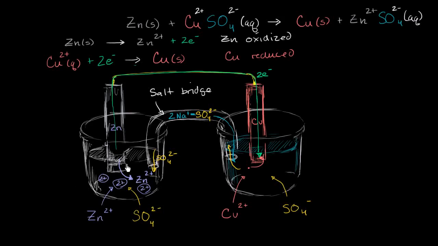In the last video, we talked about how we could create a voltaic cell or galvanic cell, or essentially a battery, by separating the oxidation and the reduction reactions and connecting them with a wire, which forces the electrons that zinc is losing to go through the wire to go to the copper ions so that the copper ions can be reduced.